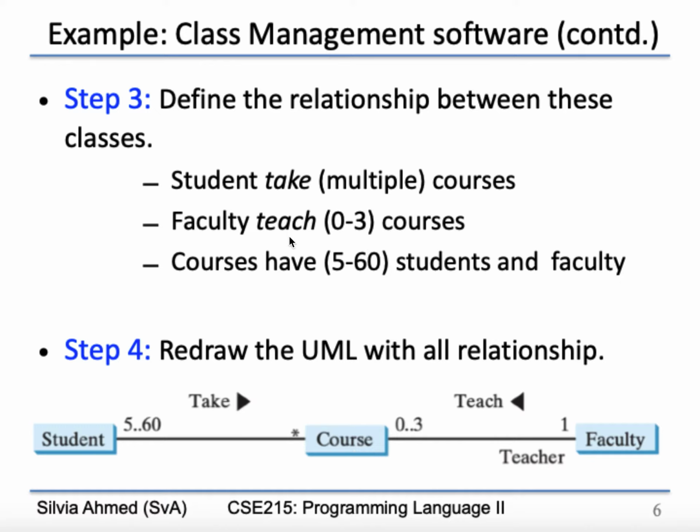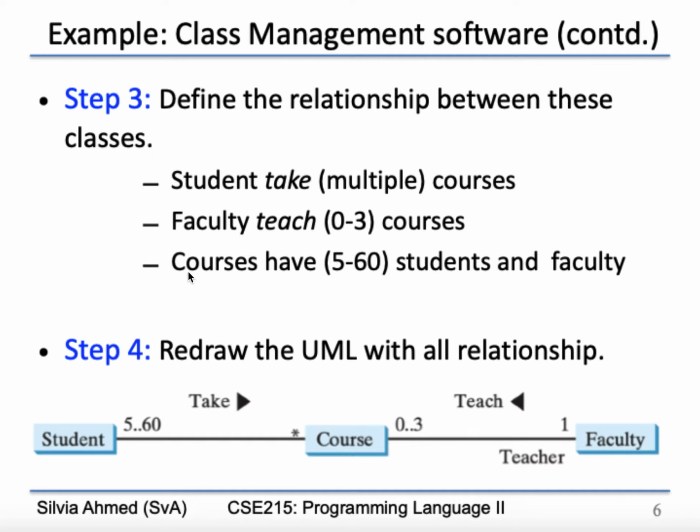Then faculty teach 0 to 3 courses. So faculty teach this 0 to 3, which will be marked here with the course. So it is like the lower limit dot dot dot the upper limit, 0 to 3.